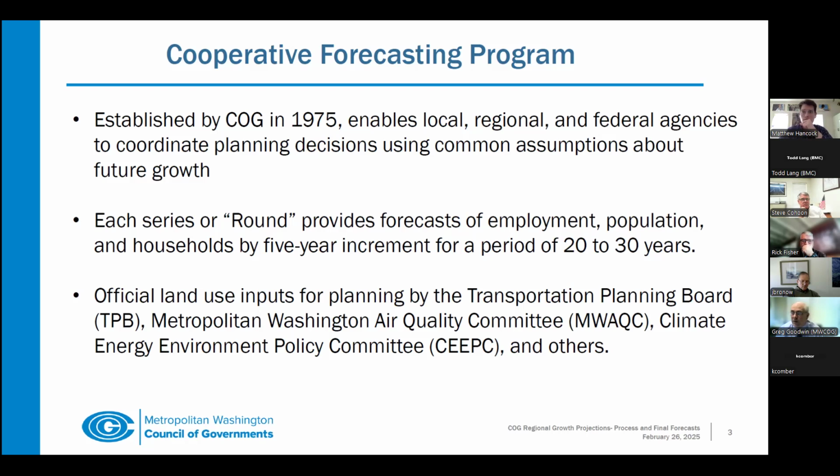So for our transportation MPO process for modeling, the round 10 was used for the land use inputs in the modeling. And they are also used by different groups, different committees within COG, for water and air, for just a whole host of reasons. They're used by COG, and our local governments also use these numbers within their planning processes as well.